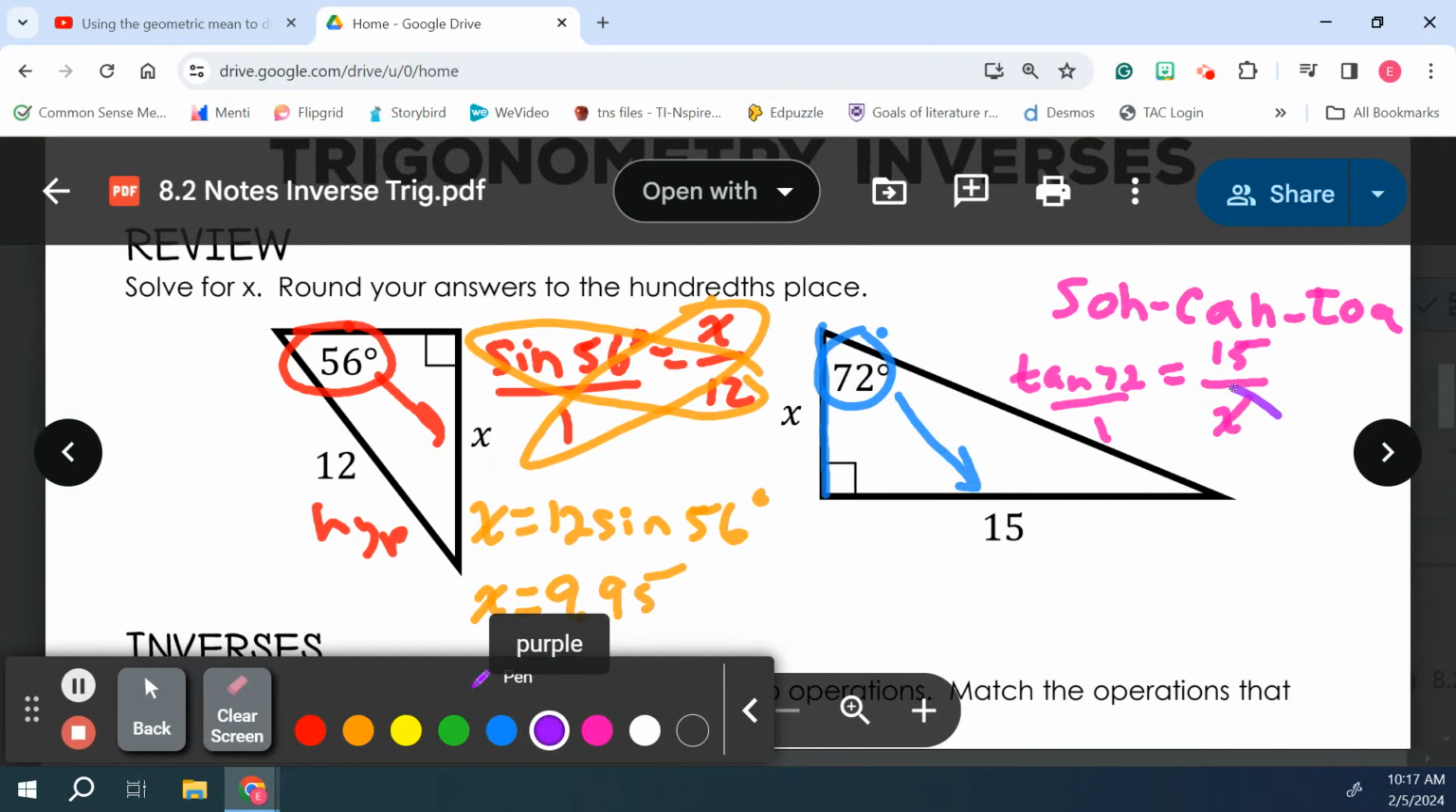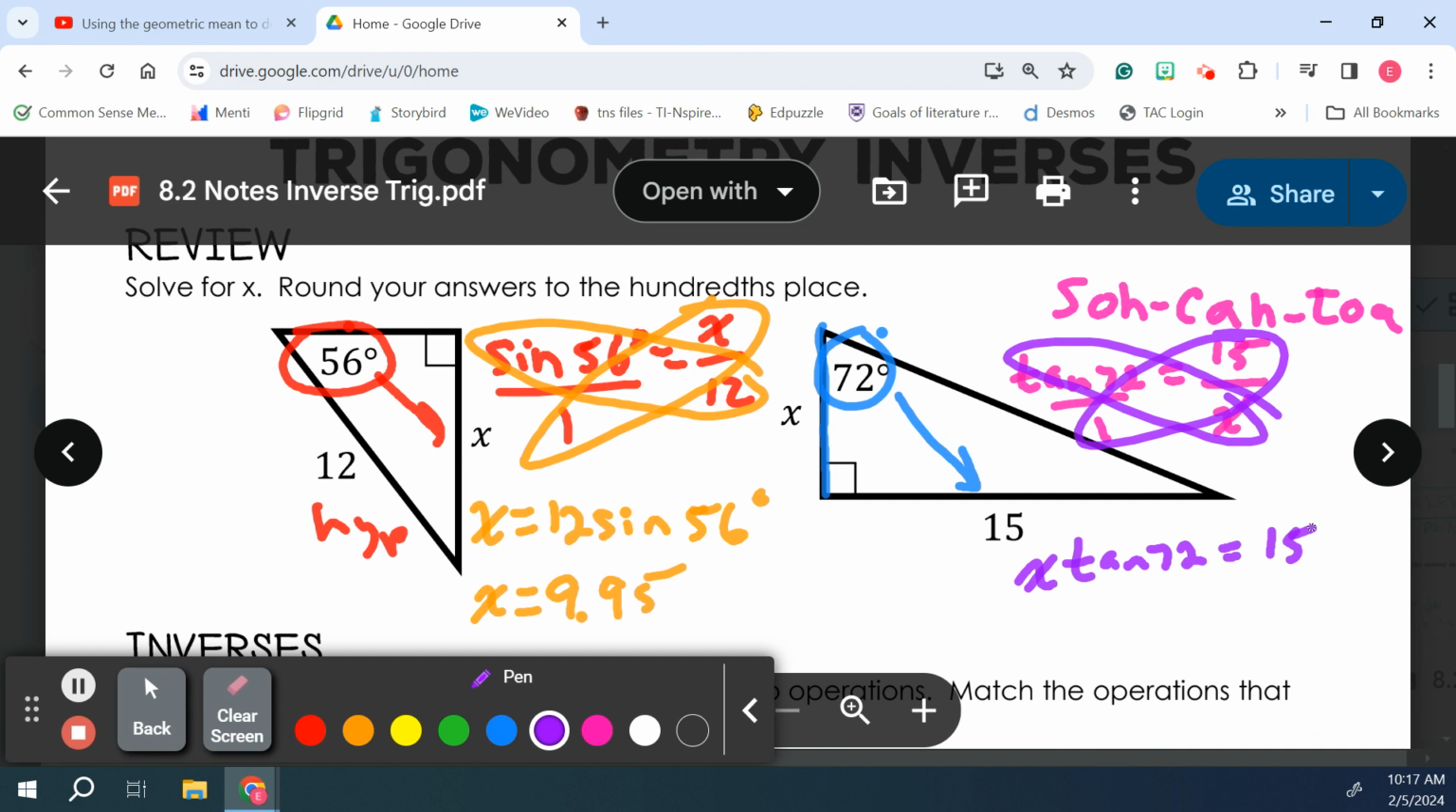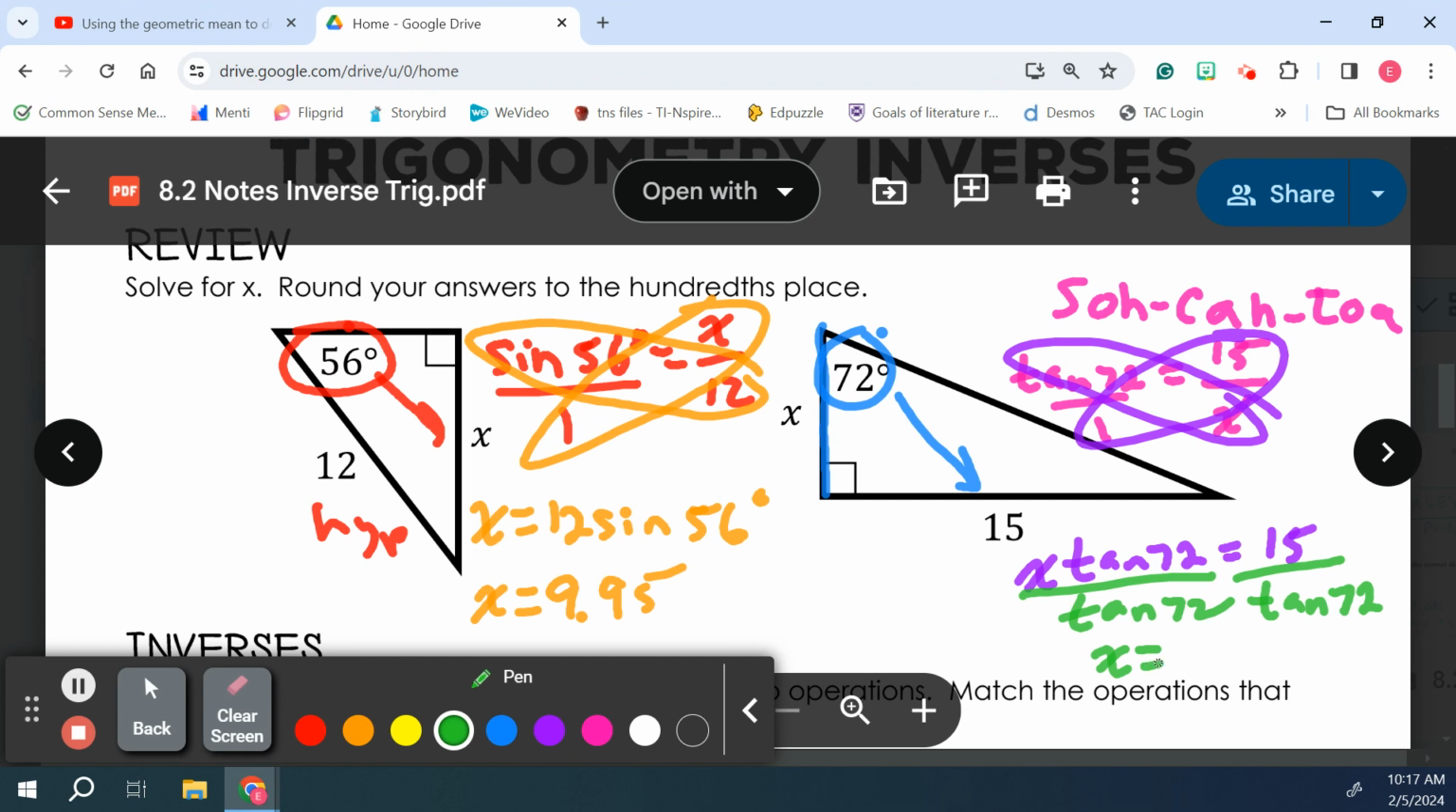When you cross multiply this, you are left with x times the tangent of 72 degrees equals 15. Now remember, we said the sine, cosine, and tangent with the degree measure is just a number, right? So I'm going to divide both sides by that number. So x is going to equal in the end, when we round to the hundredths place, what? Someone tell me.